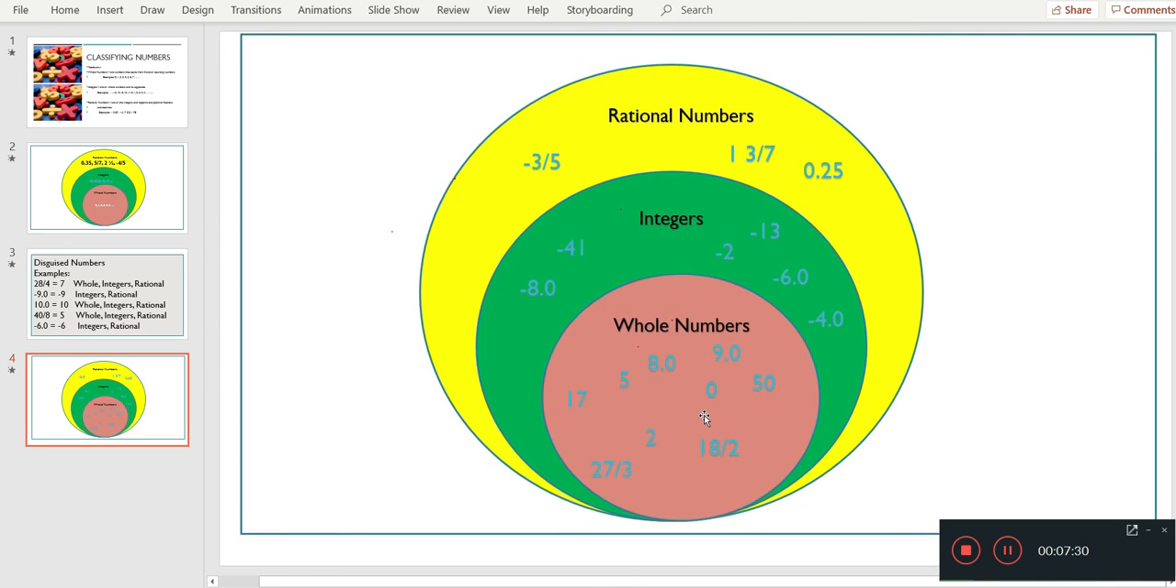I hope this helps you to perfectly categorize and classify those numbers. And we'll have more activities in a bit.